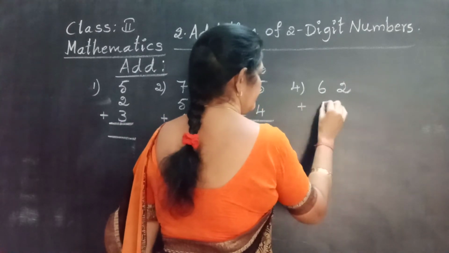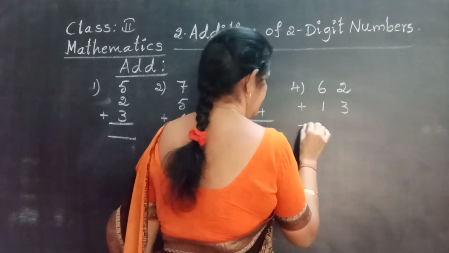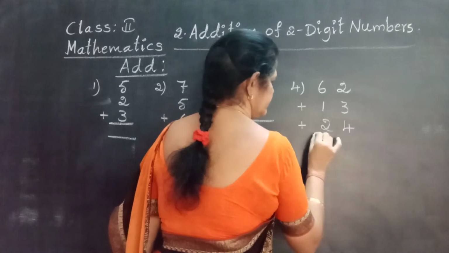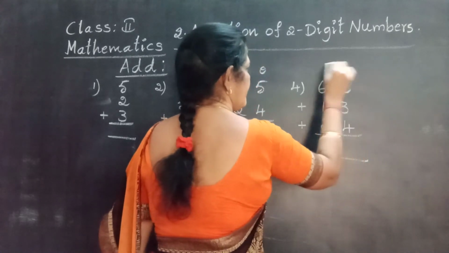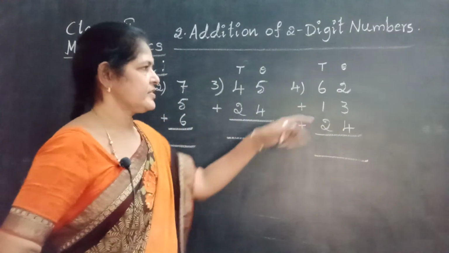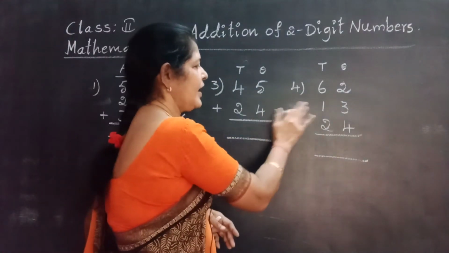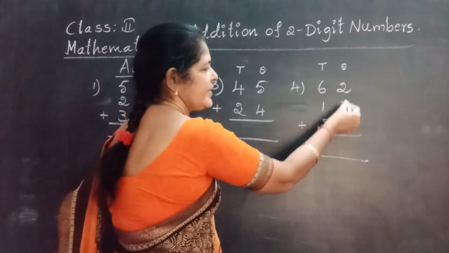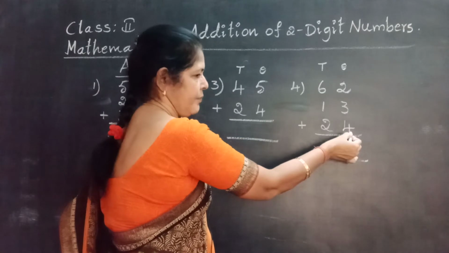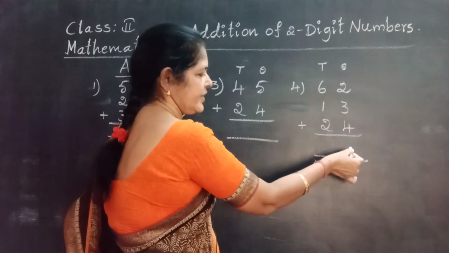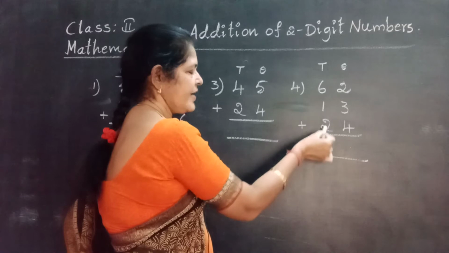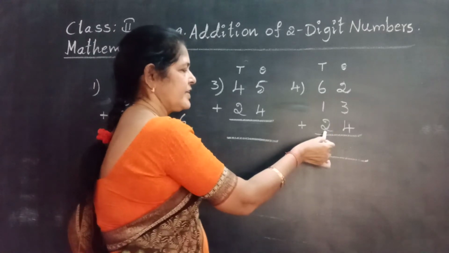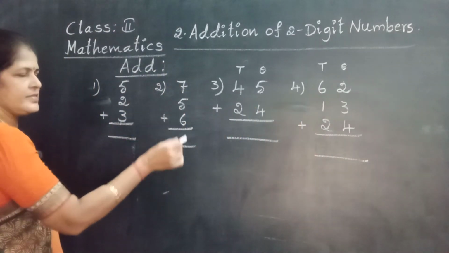62 plus 13 plus 24. Two digit numbers, ones place, tens place. 3 lines. 62 plus 13 plus 24. First adding these two numbers, then go to the third number. Adding ones first, write in the ones place. Next adding tens and write in the tens place. Add these two numbers, then go to this number. Same as like this. Okay?